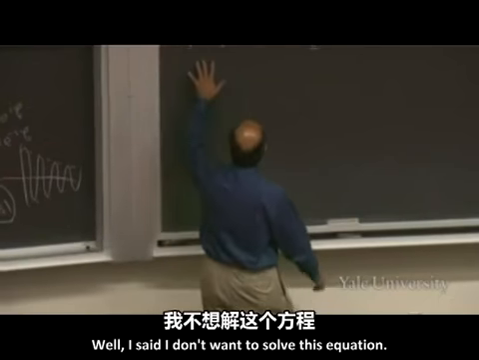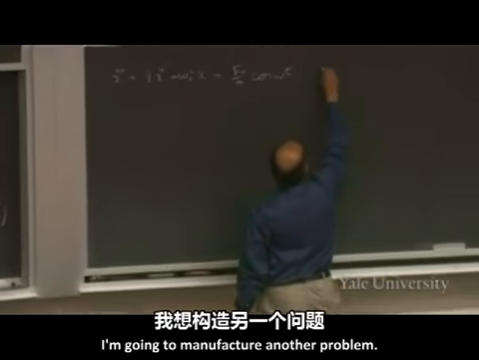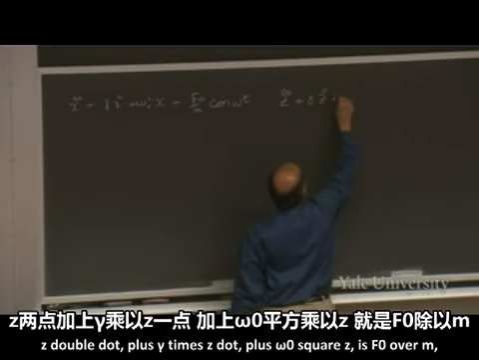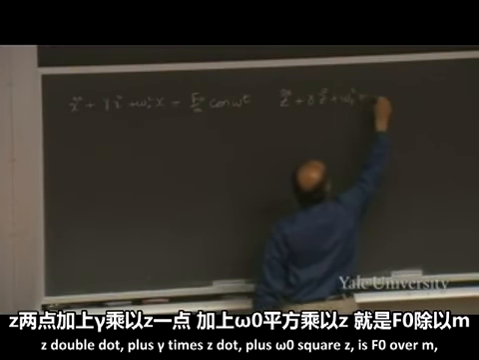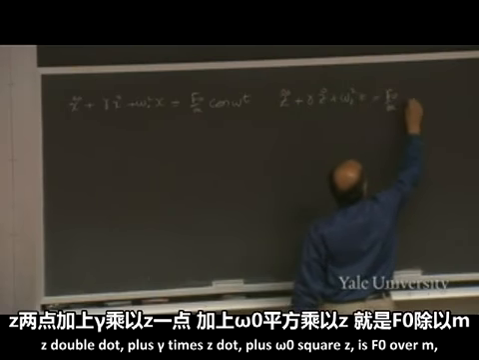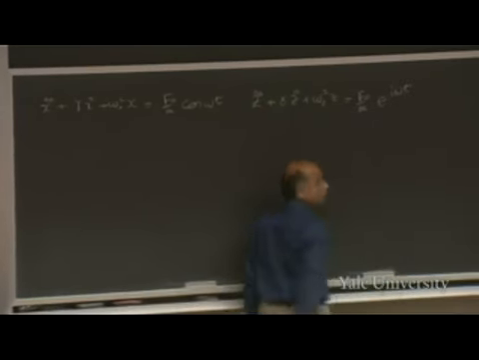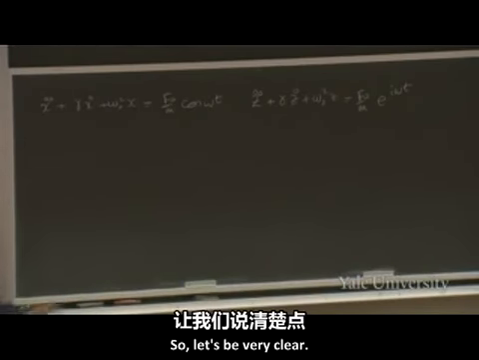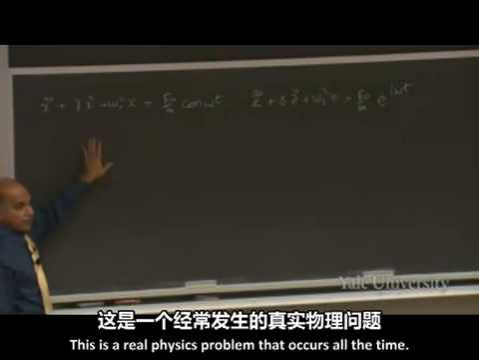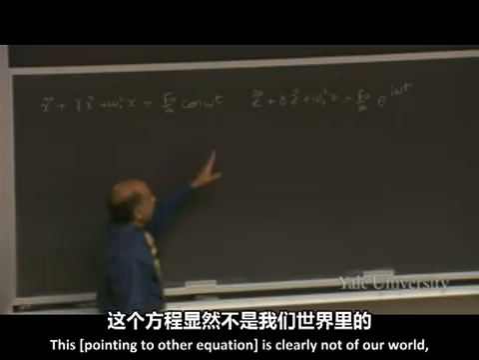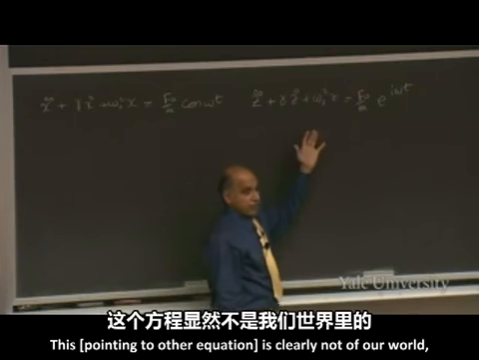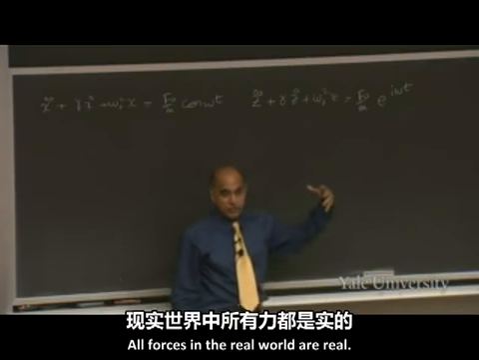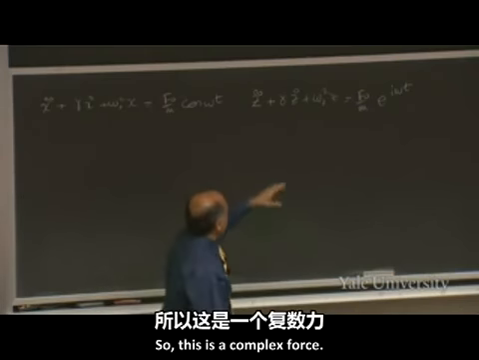Well, I said, I don't want to solve this equation. I'm going to manufacture another problem: z double dot plus gamma times z dot plus omega naught squared z is F naught over m e to the i omega t. So let's be very clear. This is the real physics problem that occurs all the time. This is clearly not of our world, because in our world, you don't have a force e to the i omega t. All forces in the real world are real. So this is a complex force.